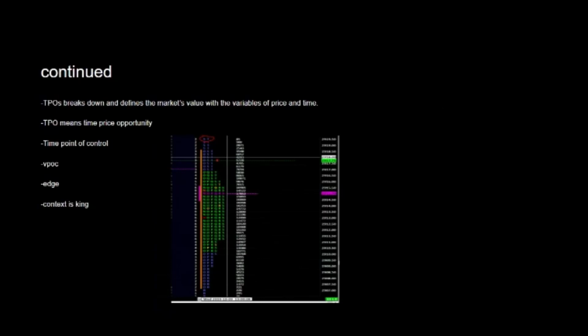So the TPO breaks down and defines the market's value with variables like price and time. This is the S&P 500 futures represented on this market profile chart. Essentially, there cannot be value without time spent at a certain price. So that being said, like we said before, price is an advertising mechanism. Price simply explores where people want to buy and sell. But value is really developed by time spent at that price and another variable, which is volume.